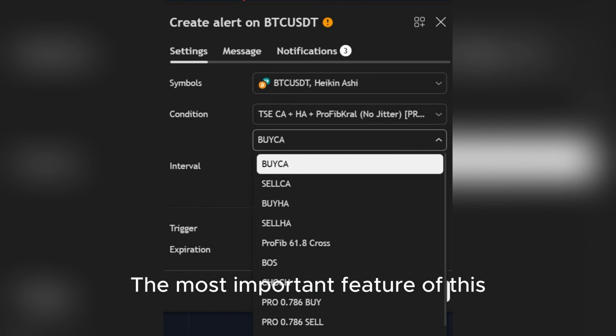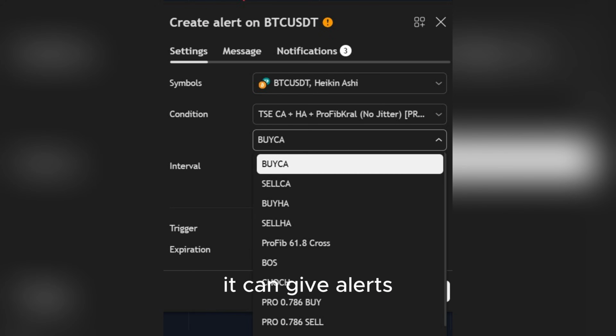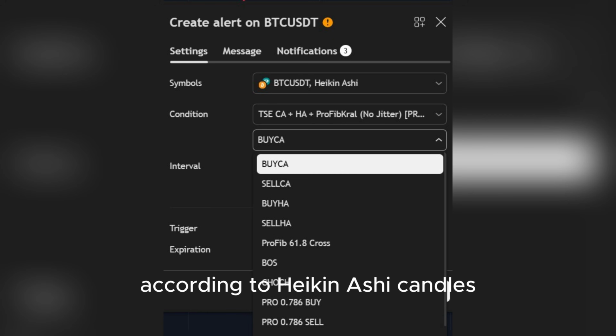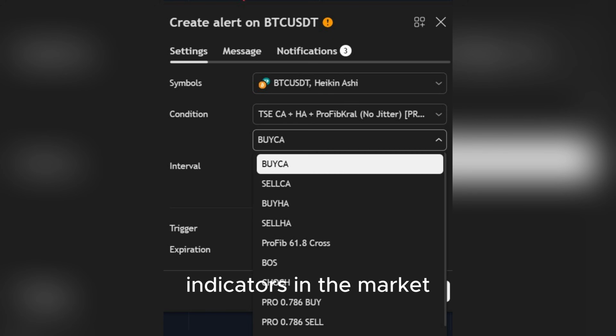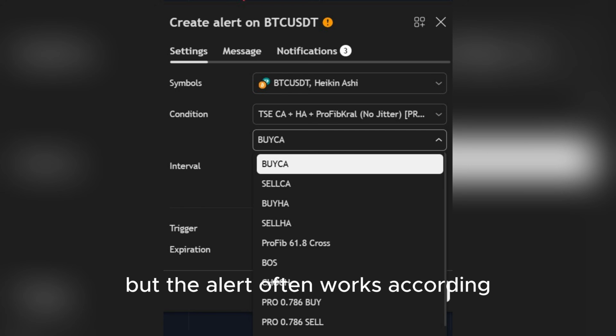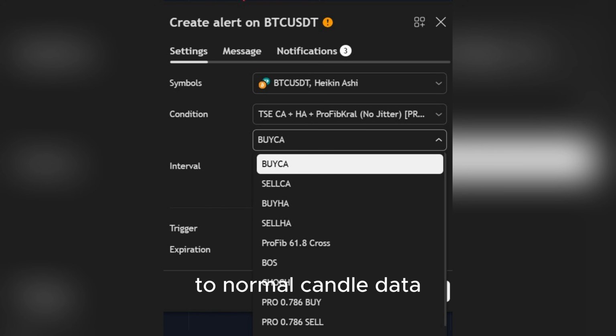The most important feature of this indicator is this. It can give alerts according to Heikin Ashi candles. Normally, in about 90% of the indicators in the market, there is a situation like this. You set an alert, for example, you want to see buy-sell signals according to Heikin Ashi candles, but the alert often works according to normal candle data. In other words, you use Heikin Ashi on the chart, but the alert system is actually triggered according to normal candles. In this indicator, however, the situation is a little different.